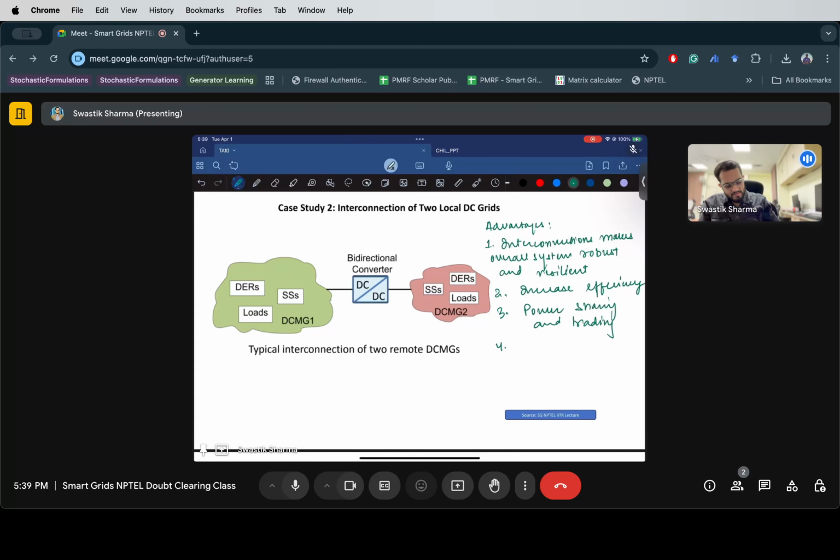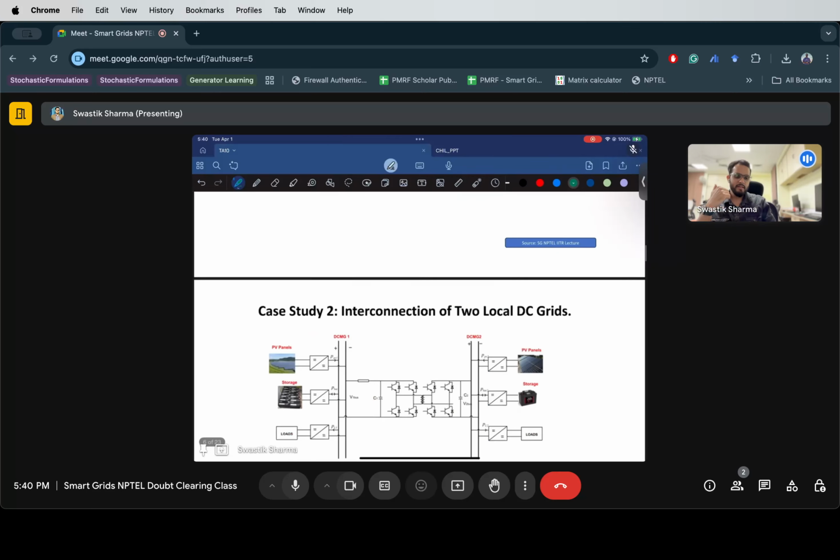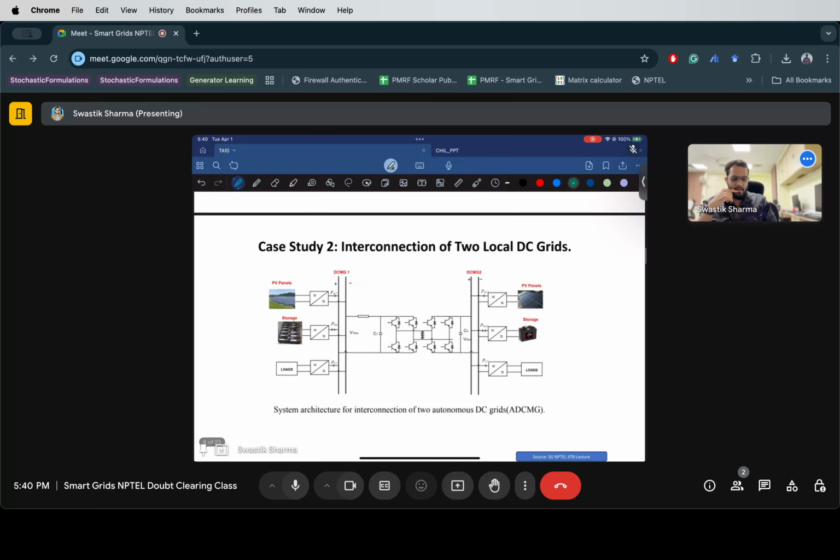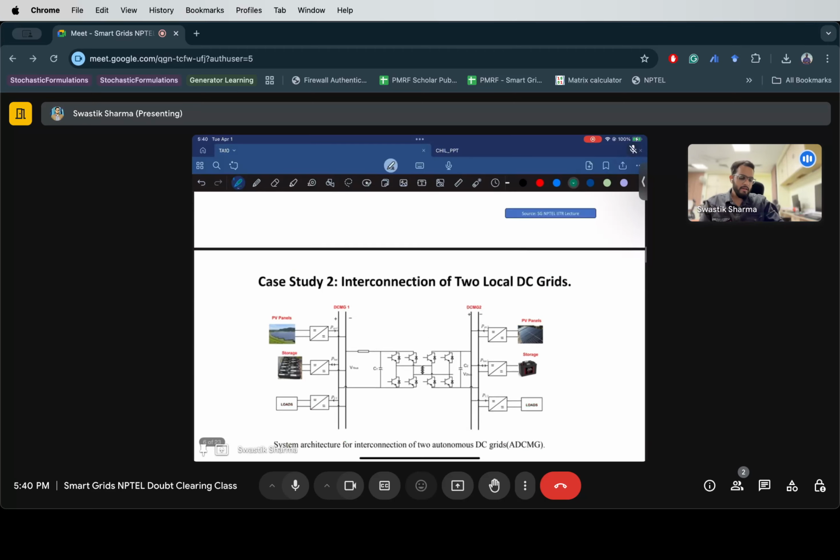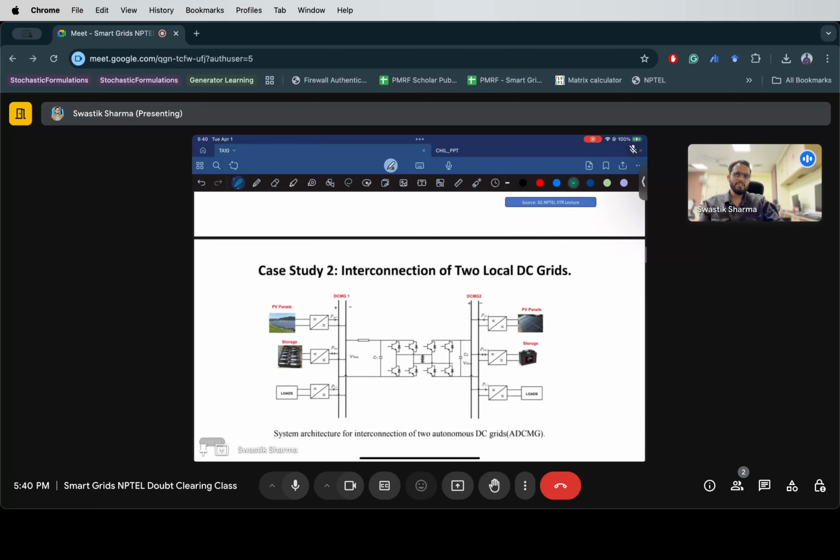And this will help us in doing what? Integrating more renewable energy resources. And these are some advantages of how interconnection will help in managing two isolated DC microgrids, right? Okay, and I told you, right, they require a bidirectional DC converter.